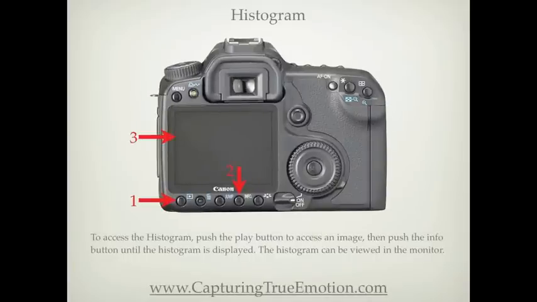To access the histogram, push the play button to access an image, then push the info button until the histogram is displayed. The histogram can be viewed in the monitor.